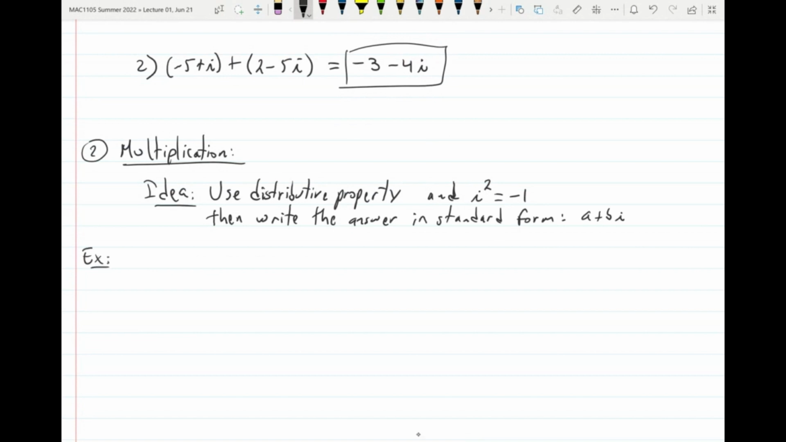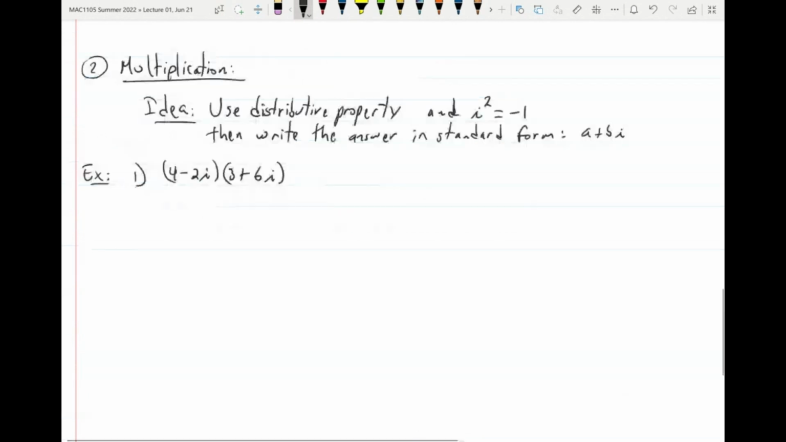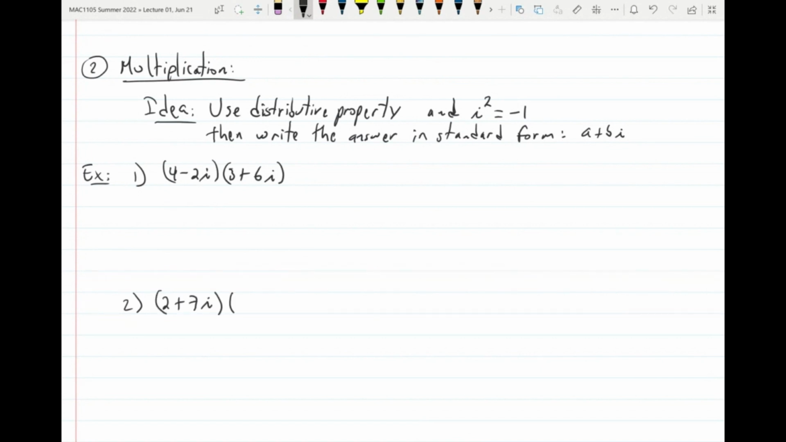All right, so let's do examples. Let's do 4 minus 2i times 3 plus 6i. And then let's do 2 plus 7i times 2 minus 7i. I'm going to give you 2 minutes to do it. Then we'll do it together.